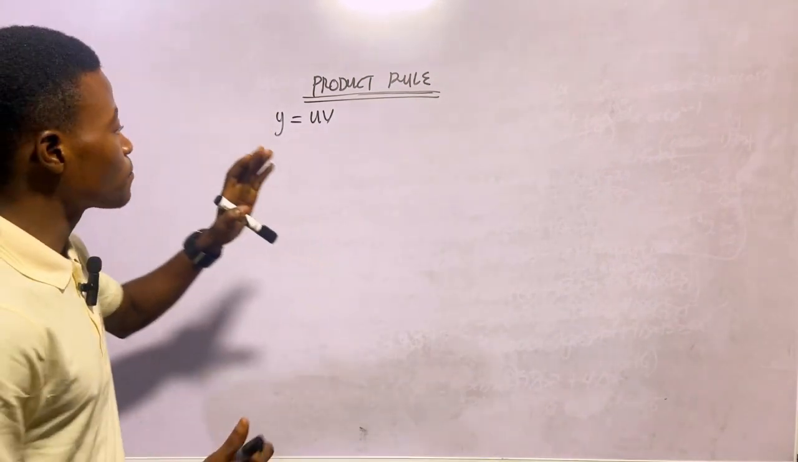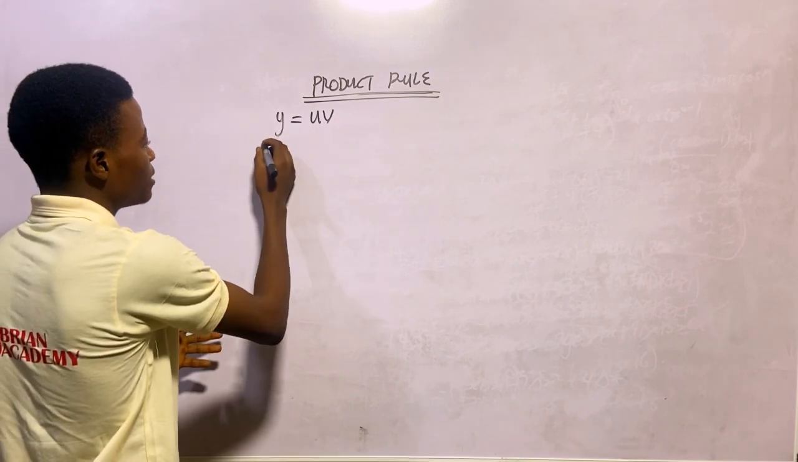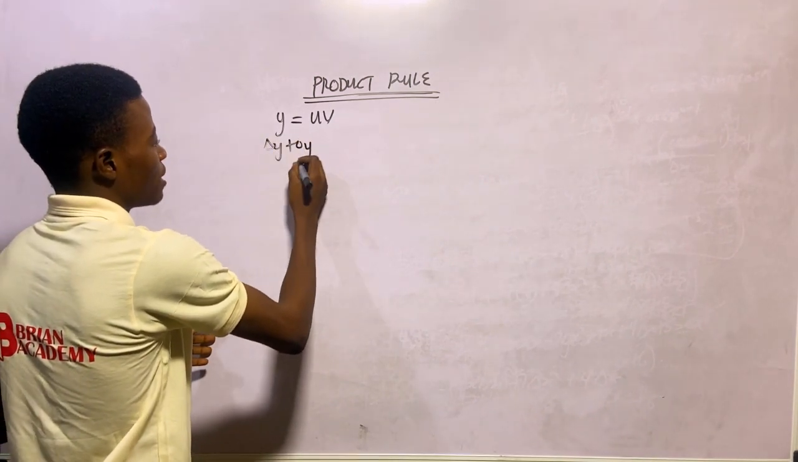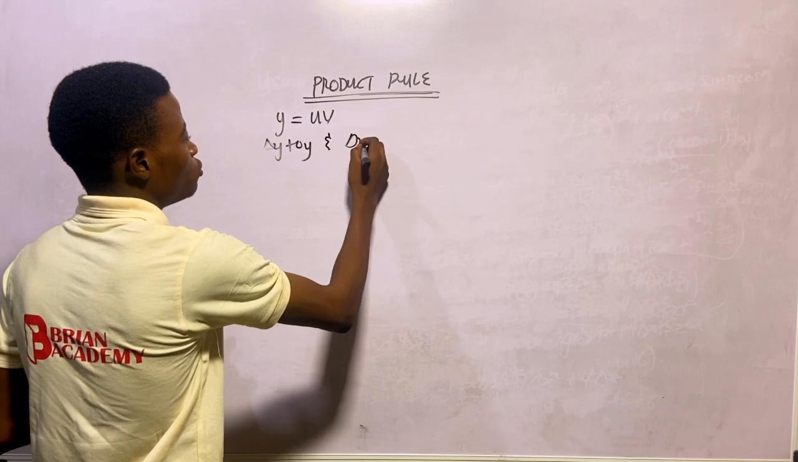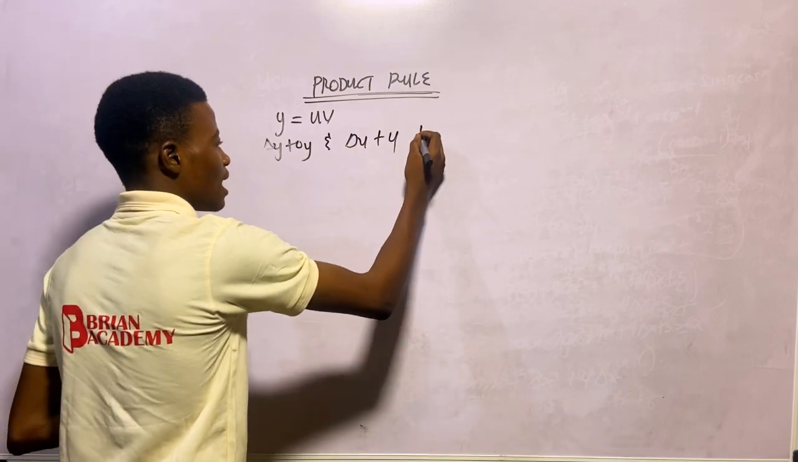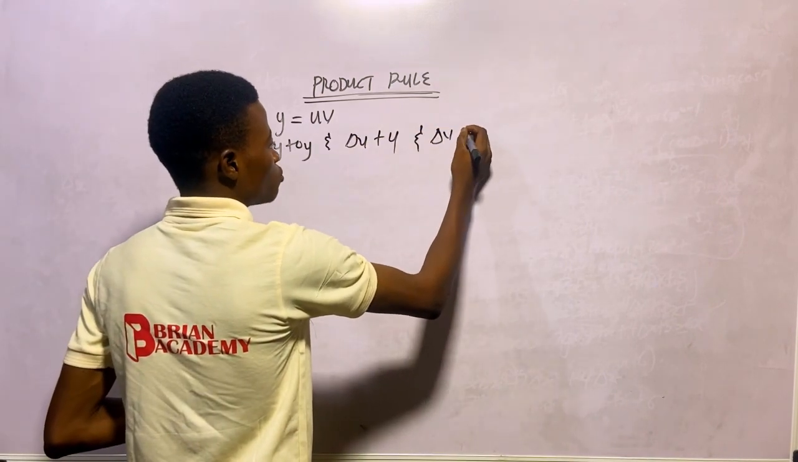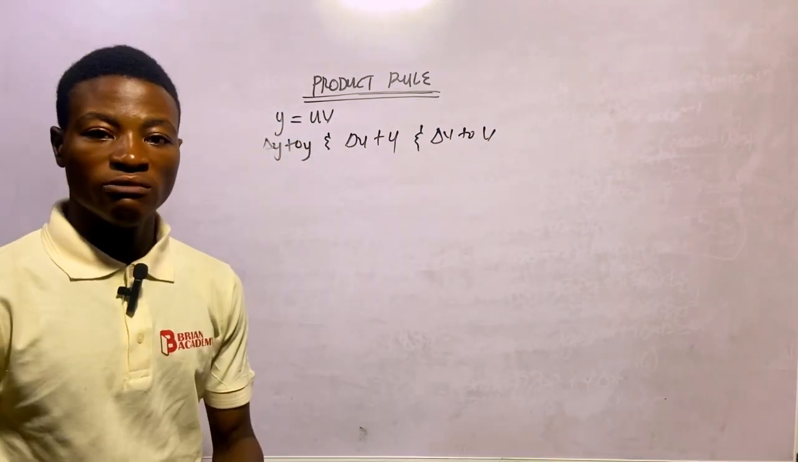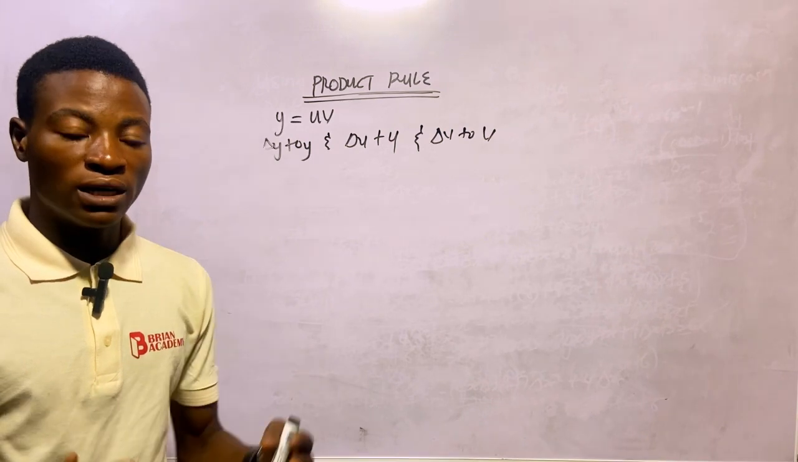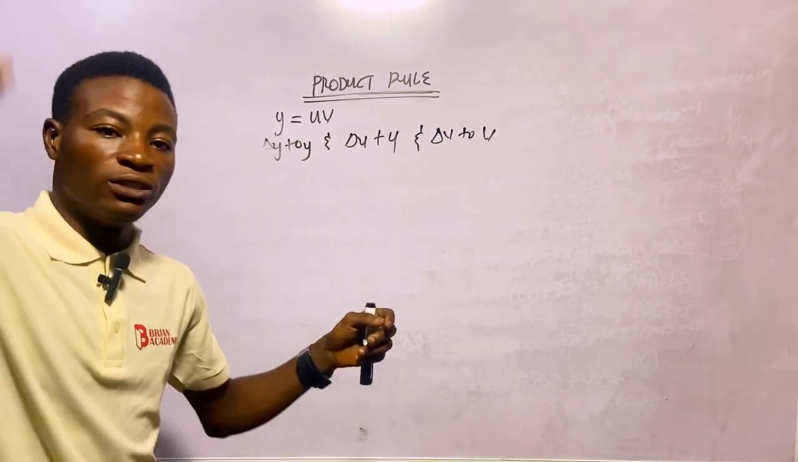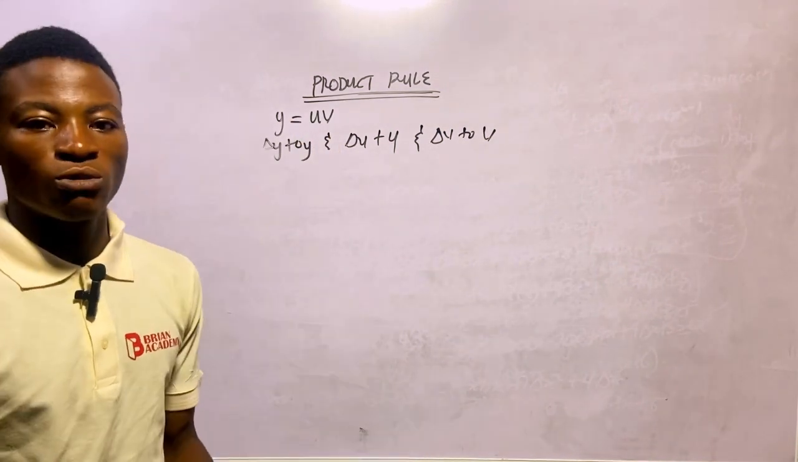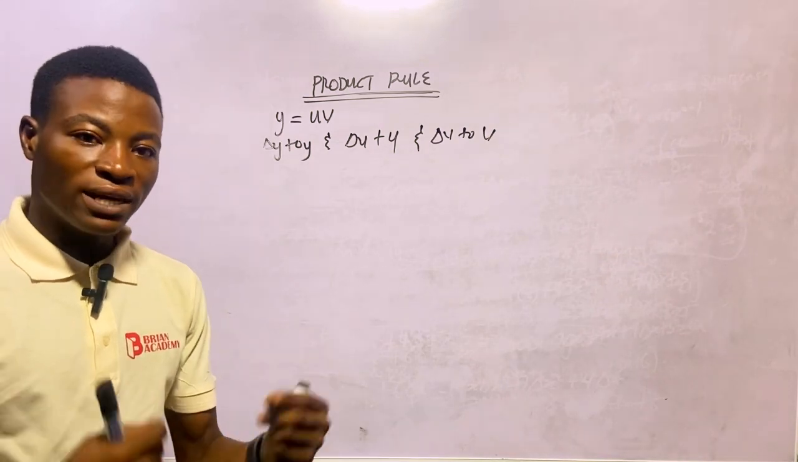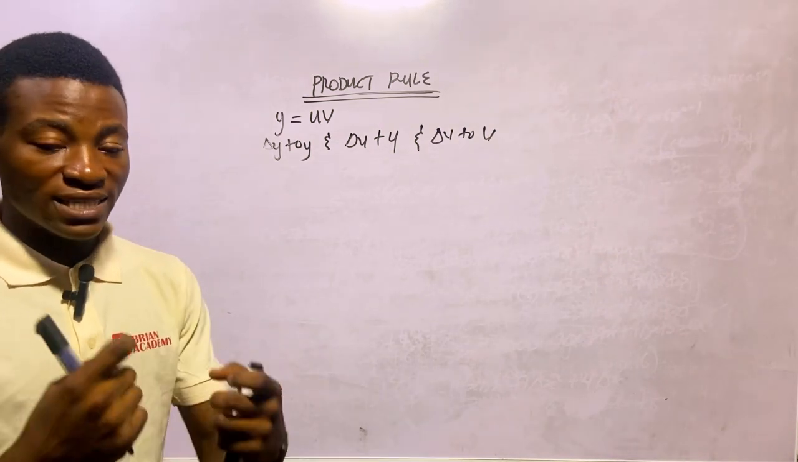From first principles, you can actually derive an expression for the product rule. That is, by changing y to y plus a change in y, changing u to u plus a change in u, and changing v to v plus a change in v. These three are variables that depend on each other, and all of them in turn depend on the value of x, that is, the change in x.